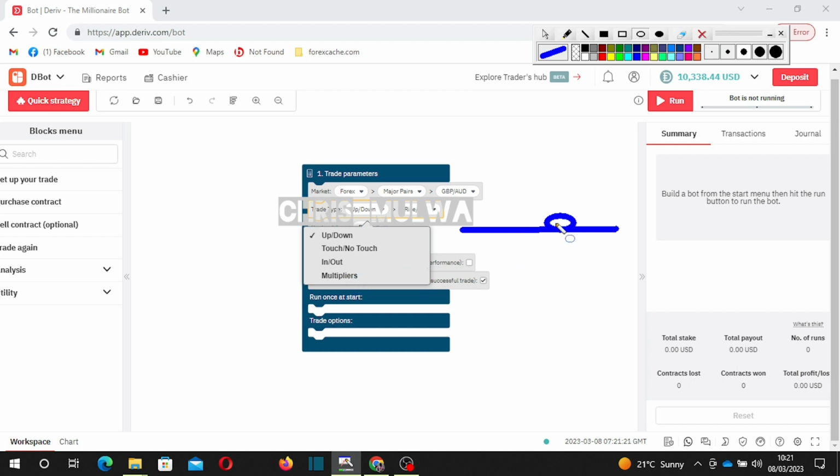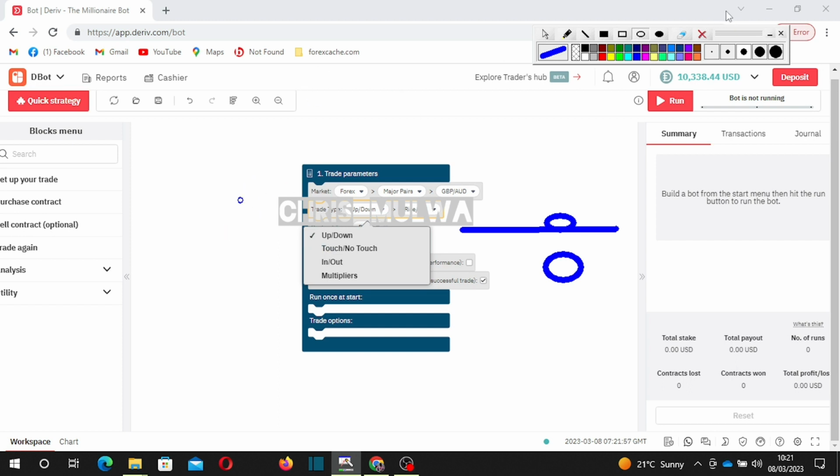So there is touch and no touch. If you have selected the touch, means that it touches the market, you win. If it doesn't touch it, you're off. So if you have selected the no touch, means that if it does not touch this line, you win. If it touches, you lose. I will see how we can do this on the bot that I will be running. I will be running this bot, so stay tuned and make sure that you don't miss that.